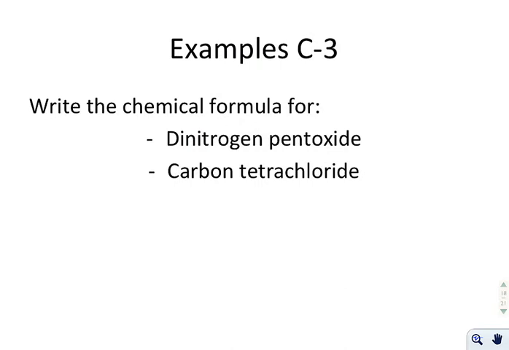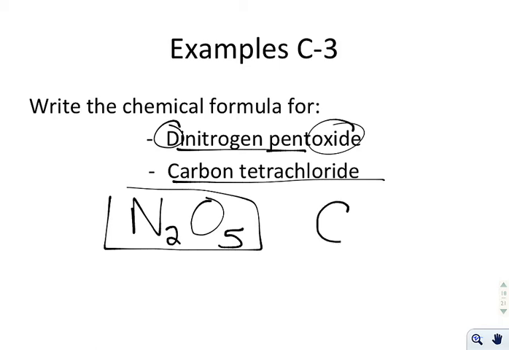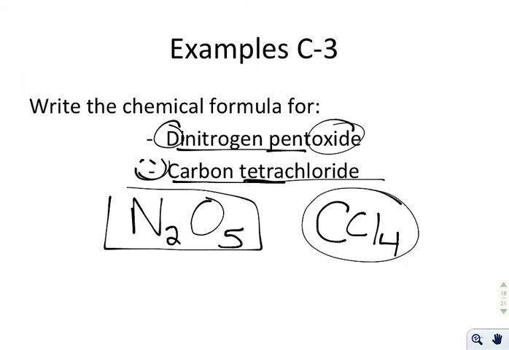Next, it says write the chemical formula for these. It says dinitrogen. So what I would do is put nitrogen, and since it's di, there's two of them. And then penta means five, and then oxide is oxygen. So dinitrogen pentoxide is N2O5. The next one is carbon tetrachloride. The first element is carbon. There's only one of them, and the reason is there is no prefix. And then tetra means four, so I have four chlorines. So you have carbon tetrachloride, CCl4, and dinitrogen pentoxide, N2O5.